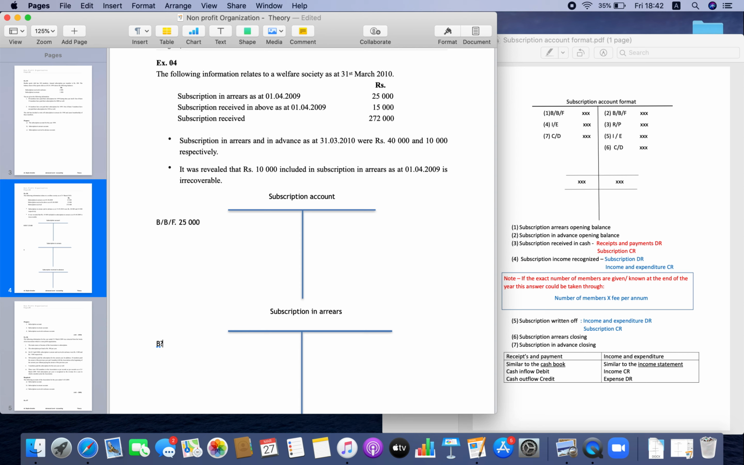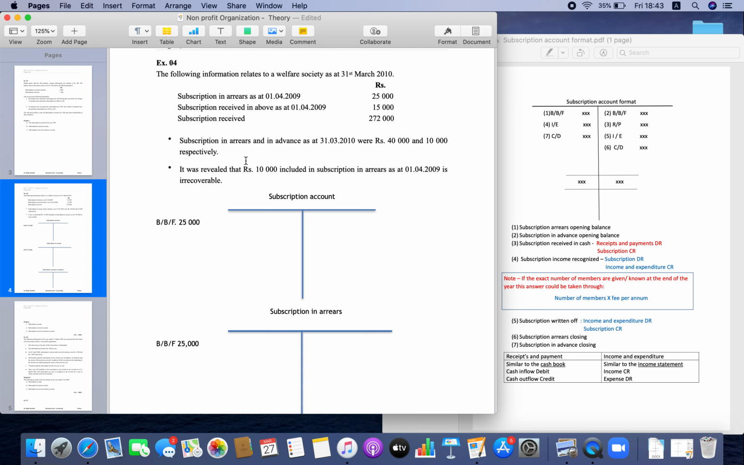Balance brought forward, the same 25,000. Right, so I forgot to explain why we are preparing 3 accounts. That is to understand from each account how much we recognized as income from subscription. And also, when you prepare 3 accounts, you can always cross check your answer. I will give the formula for that once we finish off this question.